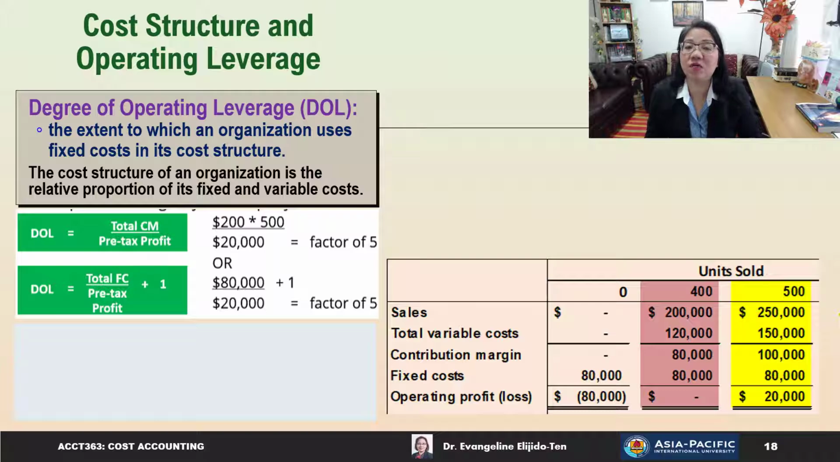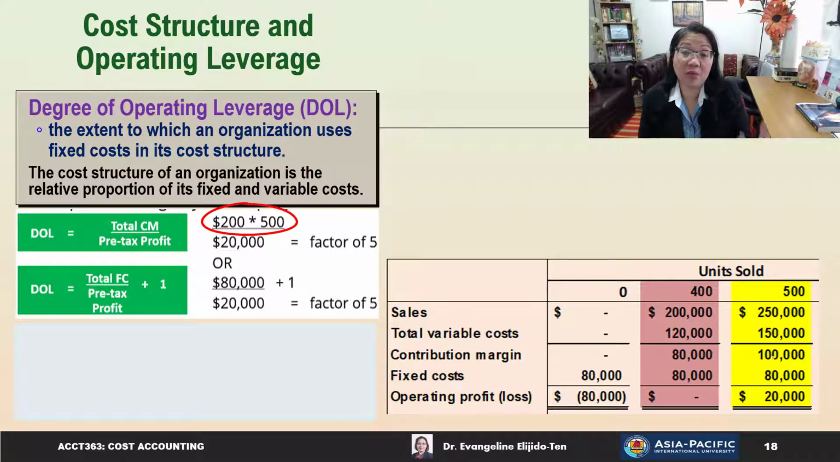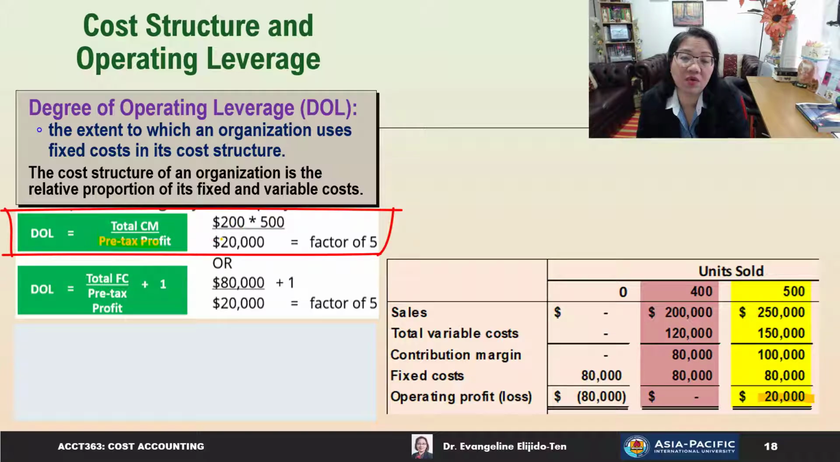So in the case of Curl Inc., we know that our total contribution margin at 500 units, our current operation, is 100,000. It's simply the UCM of 200 times the 500 units sold. So 100,000 divided by the pre-tax profit. Our pre-tax profit is 20,000. So 100,000 divided by 20,000 will give us a DOL of 5. It's a factor of 5 or 500%.